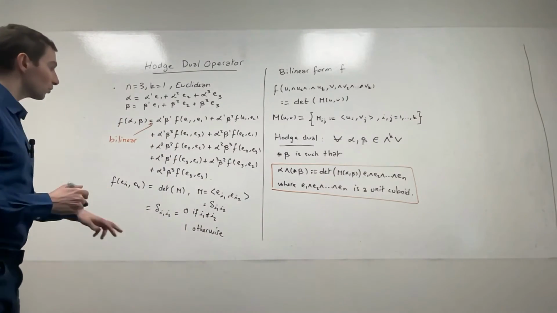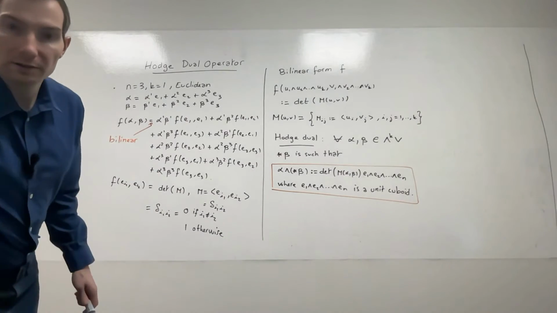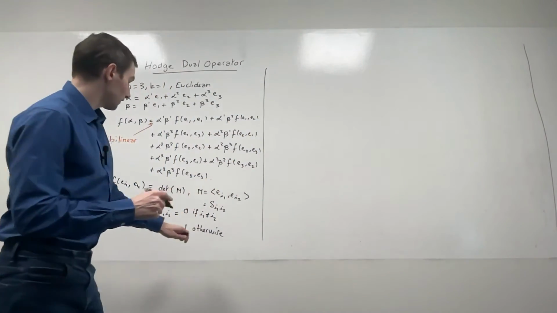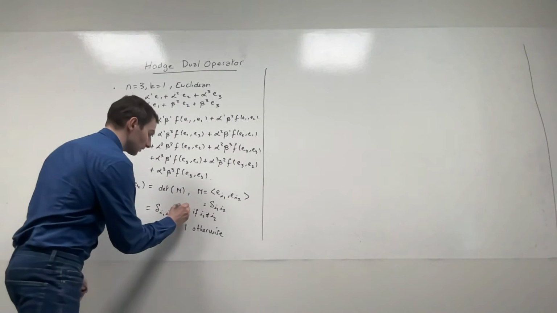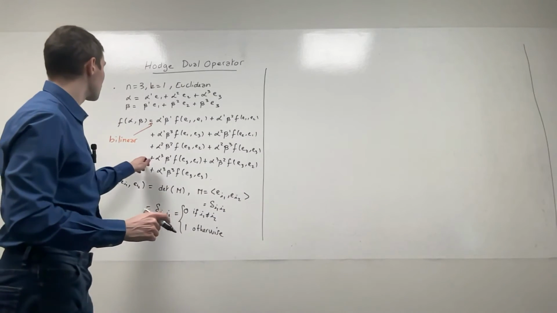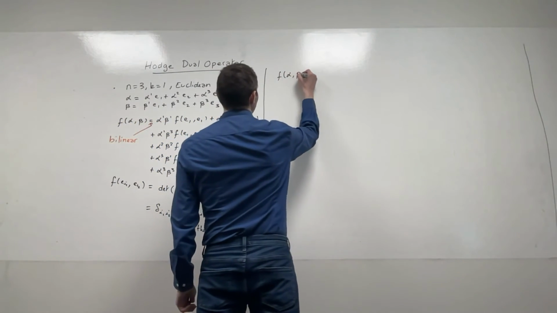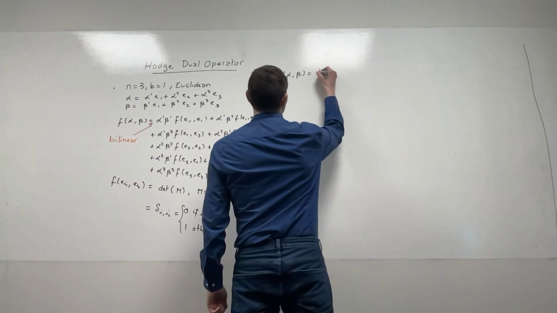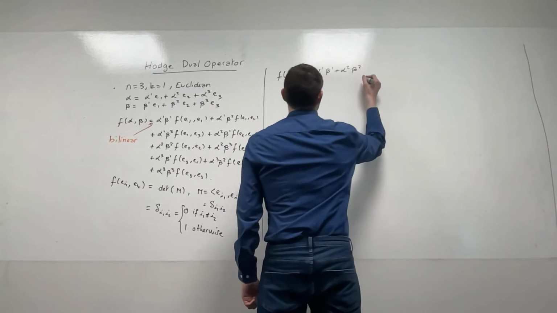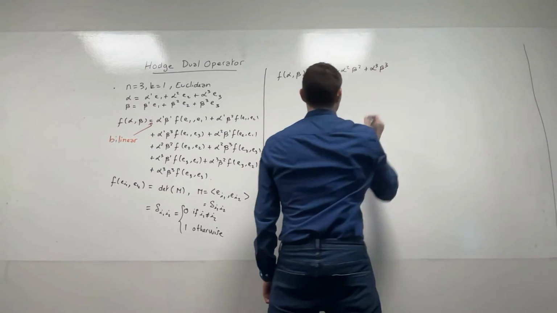Okay, so what it means to us, and I'm going to continue there, is the following. Again, you're going to get 0 if they are different. So in the end, for any alpha and beta, we are going to get f(alpha, beta) = alpha 1 beta 1 plus alpha 2 beta 2 plus alpha 3 beta 3.